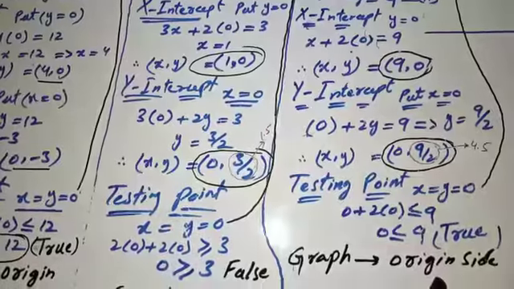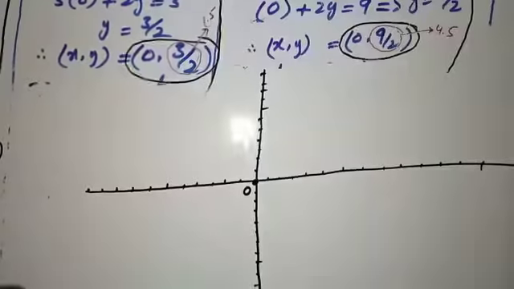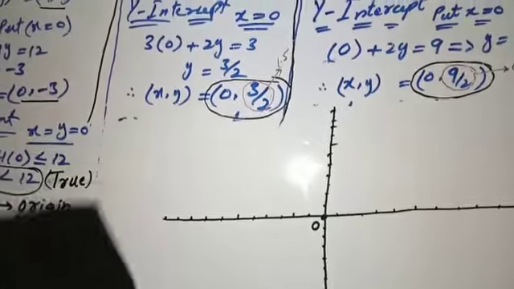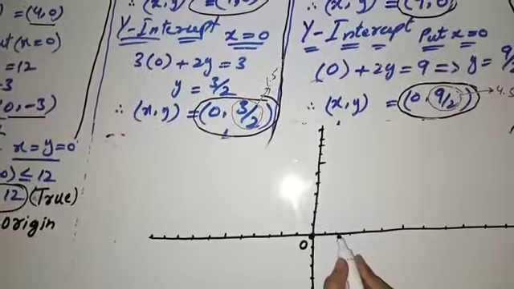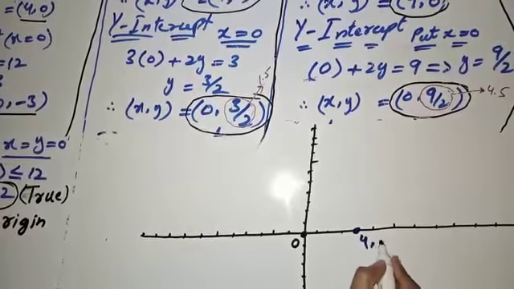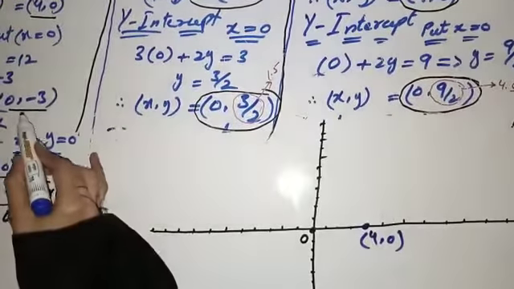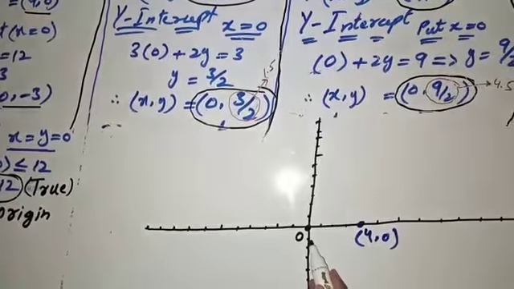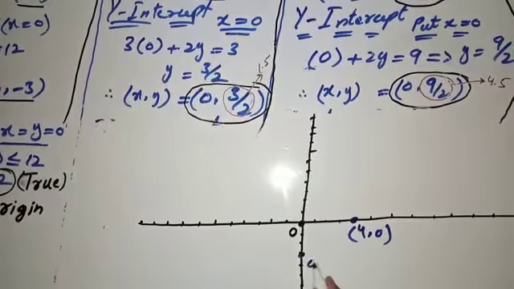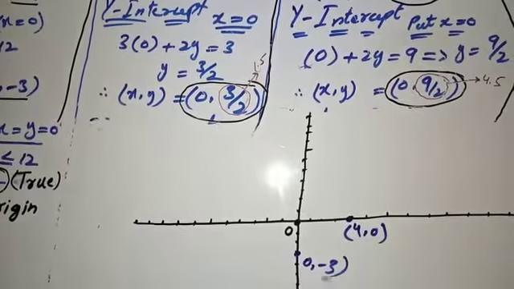Now we are going to plot a graph. For the first linear inequality expression, 4 and 0 on the x-axis: 1, 2, 3 and 4, the value lies at this point, (4, 0). On the y-axis, (0, -3): 1, 2, 3, and it lies at this point, (0, -3).